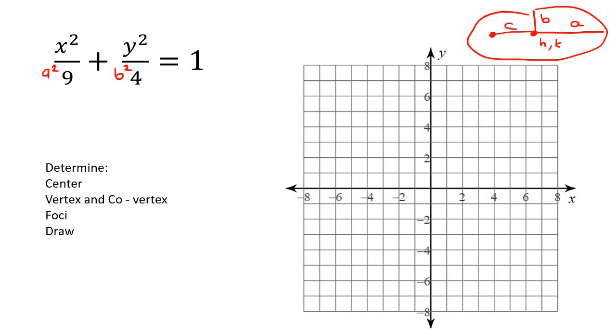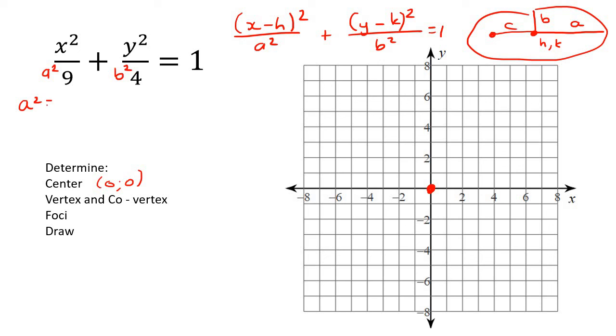So let's go find the center. Now normally the center is always h and k, because remember the formula goes like this. Now because there are no brackets over here, it means that your center is at 0, 0. Now we can go find a, b, and c. So to find a, we could say a squared is equal to 9. So that means a would be positive and negative 3. To find b, you could say b squared is equal to 4. So b would be positive and negative 2. So we're going to go 3 to the right, 3 to the left, 2 up, and 2 down. And there's the ellipse.